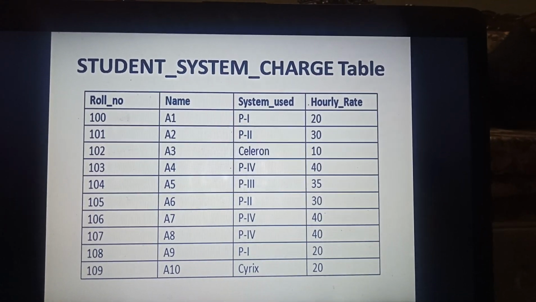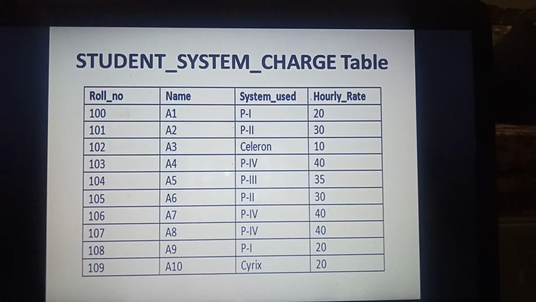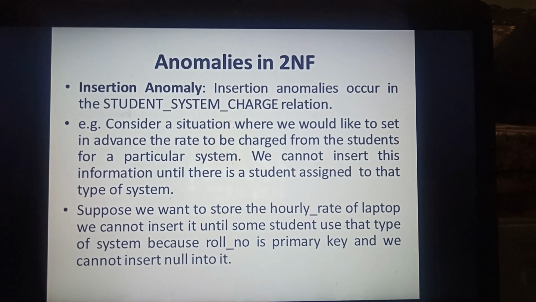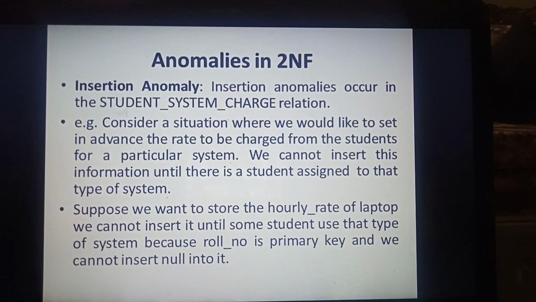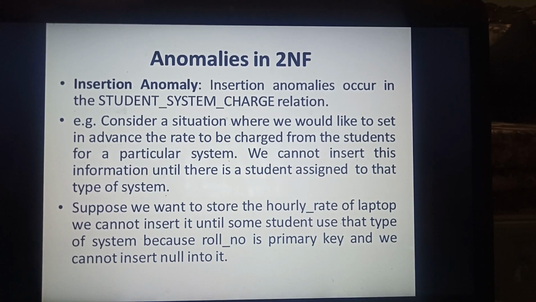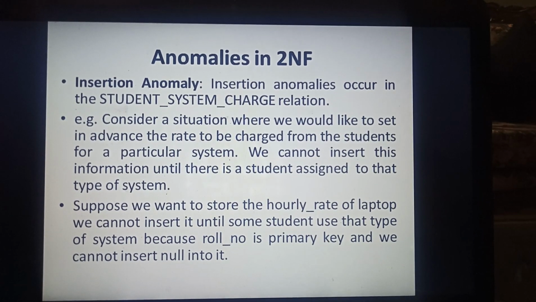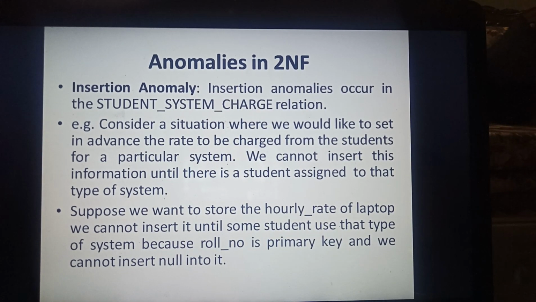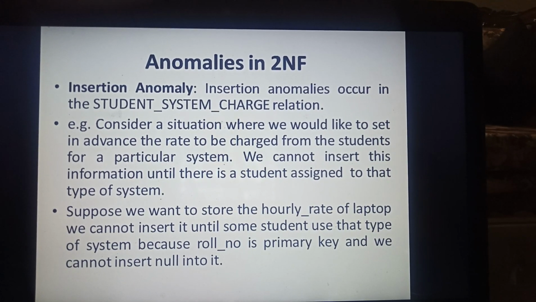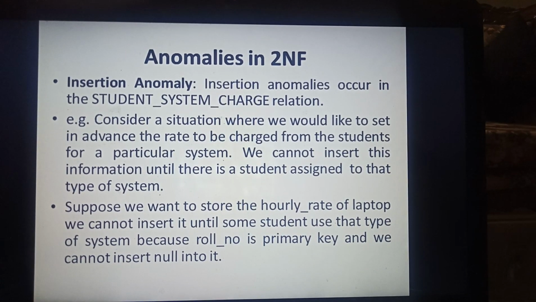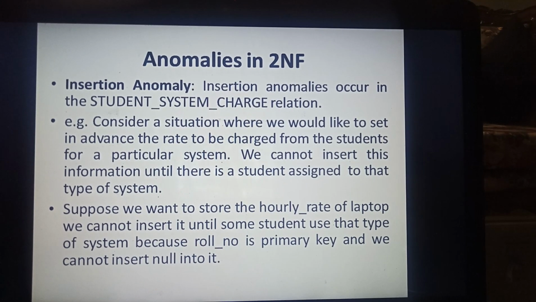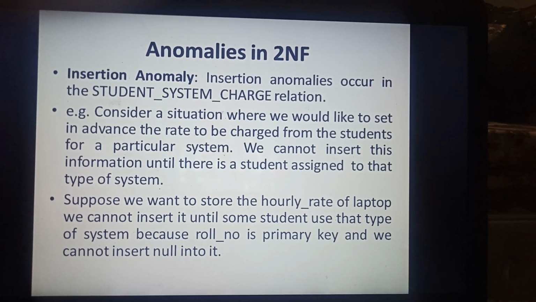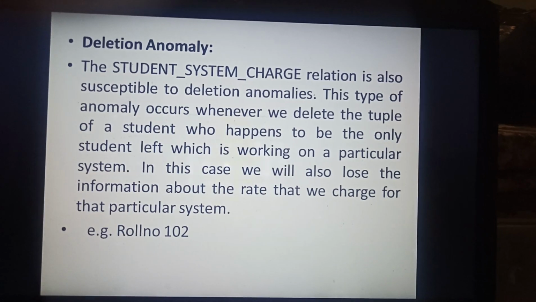We have normalized the table, but there are still anomalies present, like insertion anomaly. Insertion anomaly occurs in the student system charge table. For example, consider a situation where we would like to set in advance the rate to be charged from the students for a particular system. We cannot insert this information until there is a student assigned to that type of system. Suppose we want to store the hourly rate of laptop. We cannot insert it until some student uses that type of system, because roll number is the primary key and we cannot insert null into it.